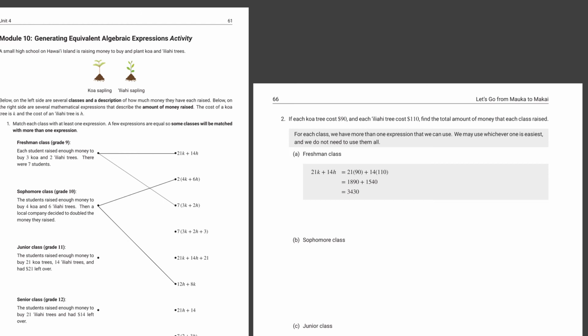Please pause the video and find out how much money was raised by the sophomore class. Welcome back. For the sophomore class, we are using the expression 12H plus 8K. H is 110, so we'll replace H with 110. And K is 90, so we'll replace K with 90. And when we do that, we end up with a final value of $2,040.